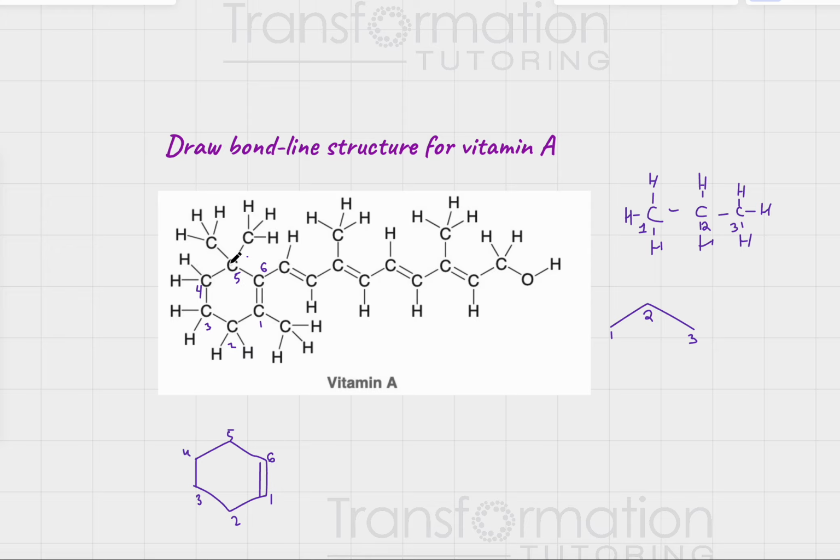Now, carbon 5 has 2 more carbons attached to it, 2 methyl groups. So I go 1, 2. Remember, the end of the line is a carbon, so this is my methyl group. This is another methyl group. Carbon 1 has a methyl group. I'm going to show it. Carbon 6. Now let's continue with this chain.